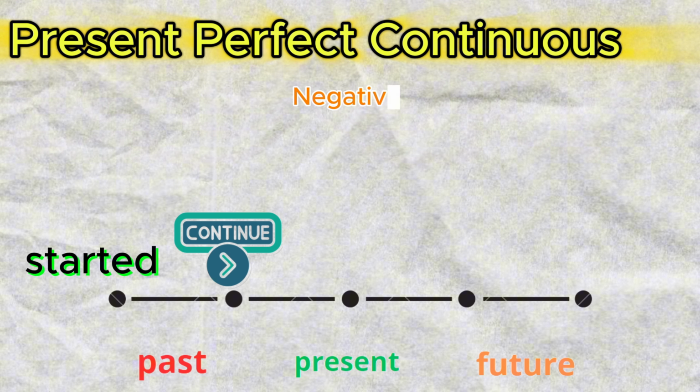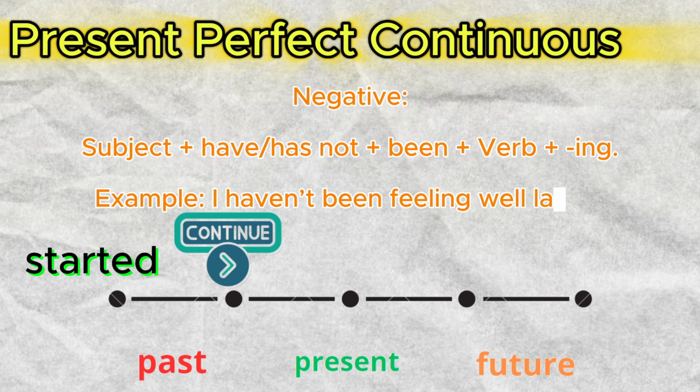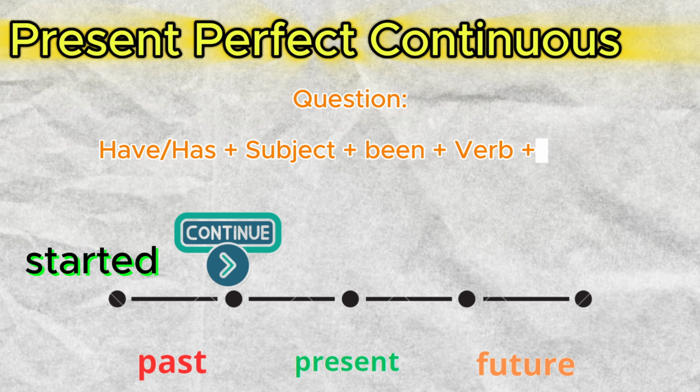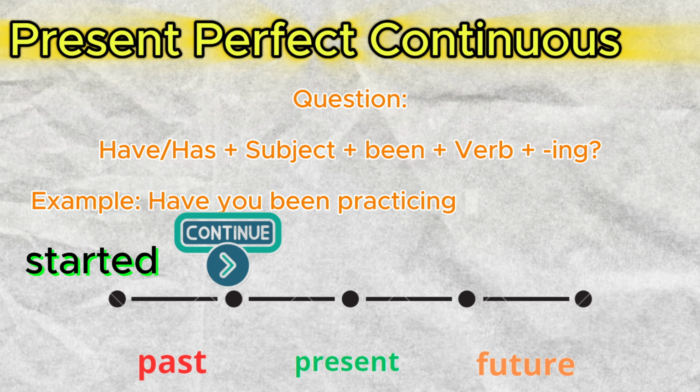2. Negative. Subject, have, has not, been, verb. Example, I haven't been feeling well lately. 3. Question. Have, has, subject, been. Example, have you been practicing your piano skills?